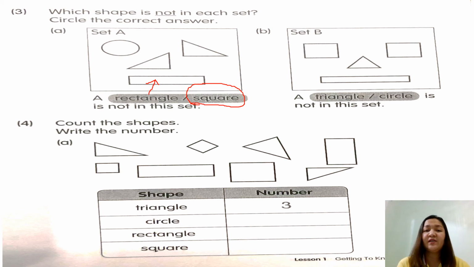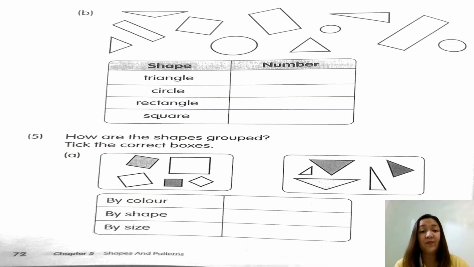So circle the word. Number 4, count the shapes and write the numbers. So triangle, 3, let's count. 1, 2, 3. So how many circles, how many rectangles, and how many squares are there? Next, same for letter B. Write the number of triangle, circle, rectangle, and square.